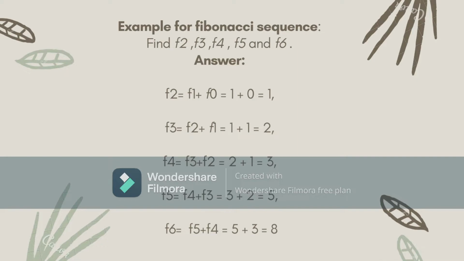So the previous two values that we get from f3 and f2, we can add them and make it into f4. The total of f3 plus f2, in this case 2 plus 1, is equal to 3. For f5, the value of f4 plus f3 is equal to 3 plus 2, and the value of f5 is 5. For f6, the value of f5 plus f4 is equal to 5 plus 3, and we can get the answer, which is 8.